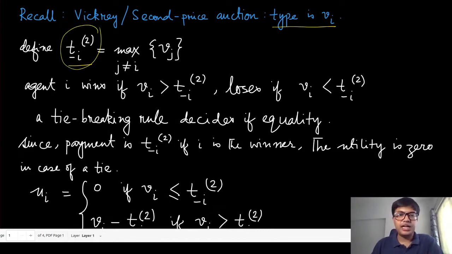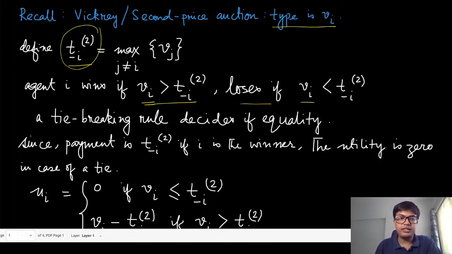Now agent I is going to win if its valuation is larger than the second highest bid. So if this agent has the highest value, so among all the other agents, their maximum value, the agent I's value VI is even larger than that, then that is the maximum among the whole population of bidders. So then this will be considered as the winner, and it will lose if the valuation is less than that. And we can also define a tie-breaking rule when there is an equality.